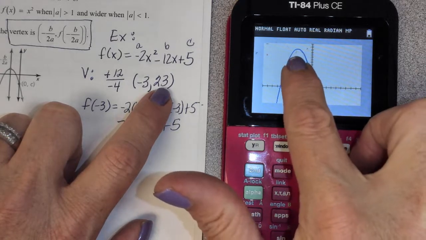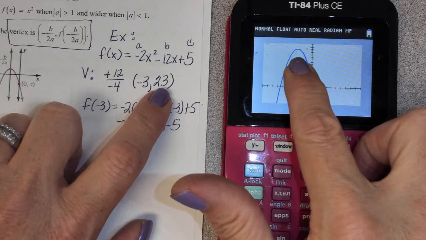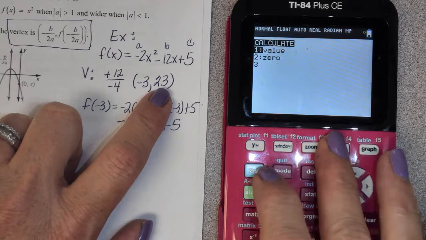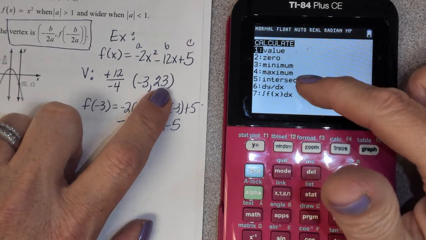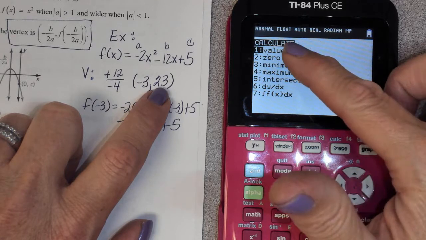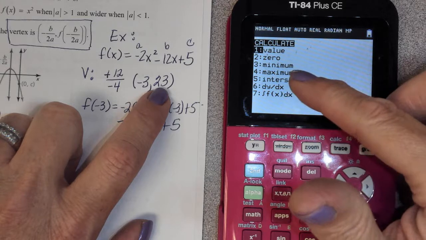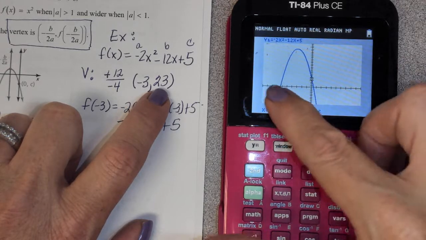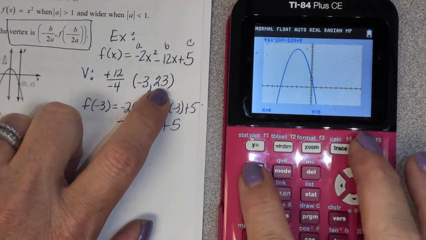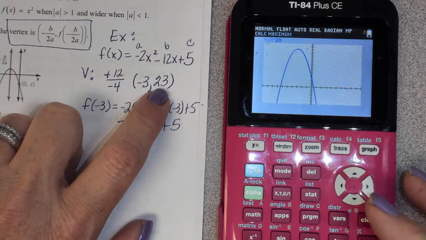I want to check that vertex. When you take a test, you might be able to use your calculator. You can check this vertex. We go to second, calculate. Here are our options. What is that vertex going to be the same as? Look at it again. Is it the minimum or the maximum on the vertex? Maximum. So I go back, second, trace, calculate, go down to maximum.